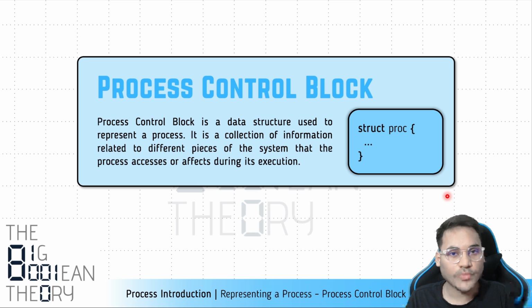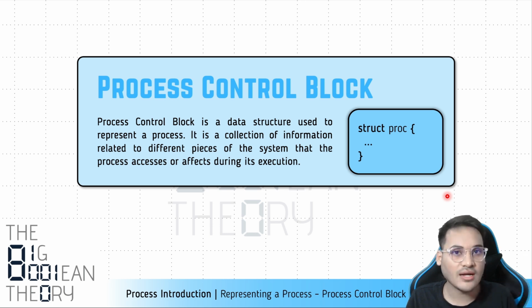There is a program, it is running, it is executing, and there are different pieces of the system, different hardware resources that it will be accessing, or you can say interacting with, and in a way affecting those hardware resources. So the operating system has to store the information in the context of this interaction with the hardware resources, and it collects all of this information into one place, and that is called the process control block.